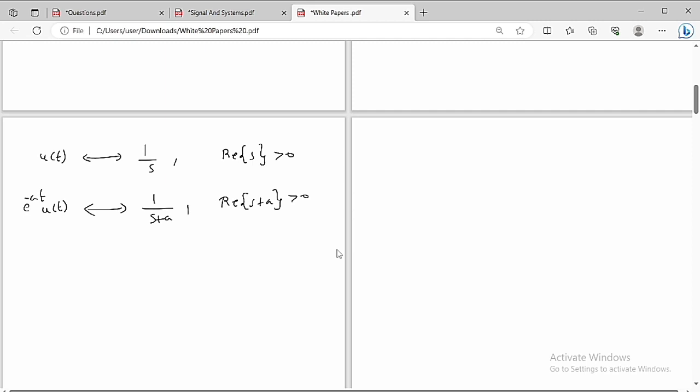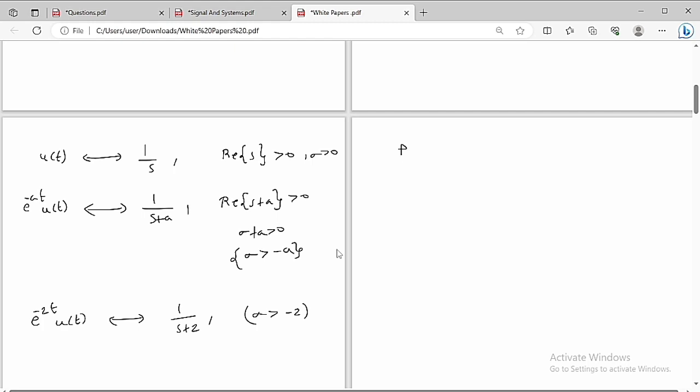So what is the meaning of this? Real part of s plus a, where s is equal to sigma plus j omega, plus a. The real part is sigma plus a. So sigma plus a greater than 0, so sigma greater than minus a. So you can write sigma greater than 0 and get sigma greater than minus a. The ROC is going to be changed. So now e to the power of minus 2t into u of t has the Laplace transform 1 by s plus 2 with an ROC sigma greater than minus 2. Suppose if they ask for the ROC, it means sigma greater than minus 2.